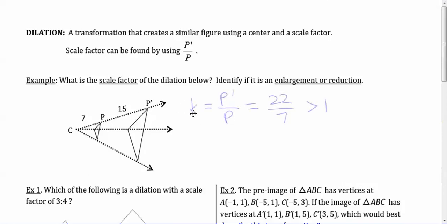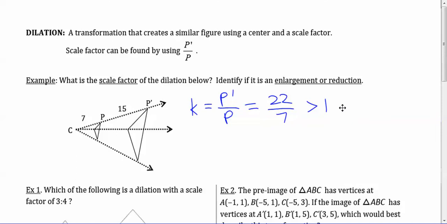So for this one, the scale factor K is going to be the distance to P prime over the distance to P, which is the distance between C and P prime over the distance between C and P. So it's going to be 22 over 7, which is actually a number a little bit more than 3. But in this case, all I really care about right now is whether it's an enlargement or a reduction. And again, to tell if it's an enlargement or a reduction, I'm going to see if this number is bigger than 0 or less than 0.